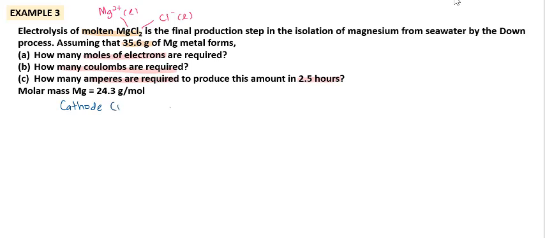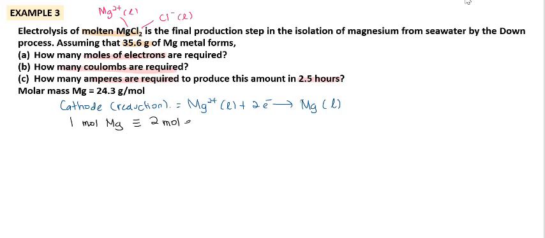At the cathode, we have the reduction process. Magnesium ion will be reduced to magnesium metal by gaining 2 electrons. So every 1 mole of magnesium is equivalent to 2 moles of electrons, equivalent to 2 Faraday, equivalent to 2 times 96500 coulomb. Since we need the moles of electrons, we are going to take out the mole of magnesium and moles of electrons, since we have the mass of magnesium here.